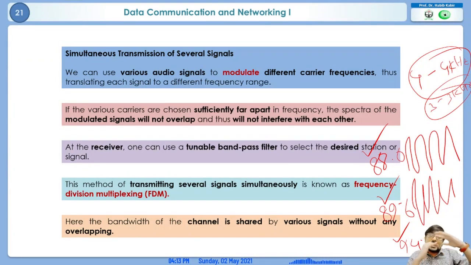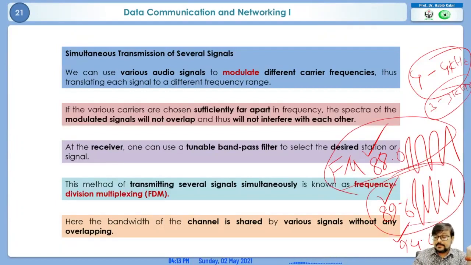So this is actually the FM band, and we have some frequencies, and sufficient spacing is there, because these are at the megahertz level. So 1 megahertz level spacings are there, so we cannot hear each of them at once. At the receiver end, we tune in such a way that we can hear them clearly, and this is actually called FM. Here the bandwidth channel is shared by various signals without any overlapping. Otherwise all the signals with 4 kilohertz would overlap.